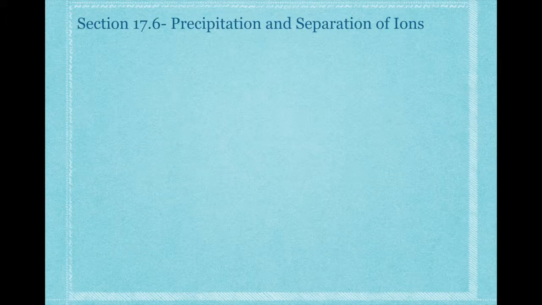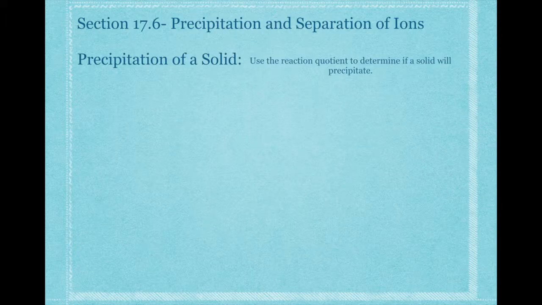All right, so there's one last key concept for us to go over, and that's the precipitation and separation of ions. And we're going to be using your solubility constant in order to determine whether or not something is soluble or not. So in order to determine if it's going to precipitate, we're going to use the reaction quotient. That was your Q from last unit.